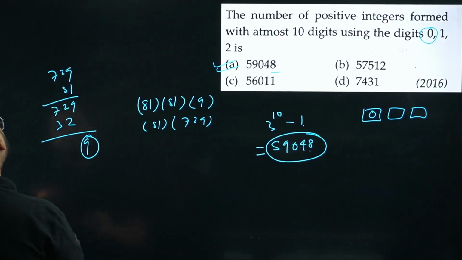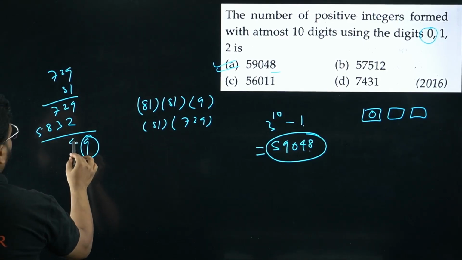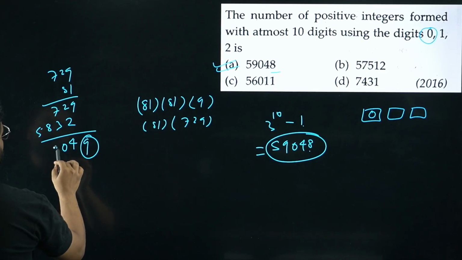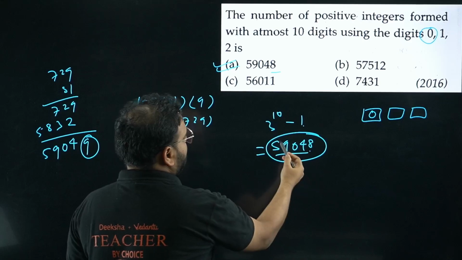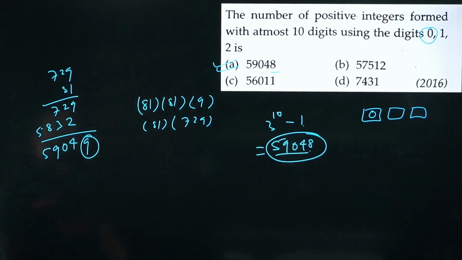7 8s are 56, plus 2 is 58. So I get 59049, and if you subtract 1, you get 59048. Please check. Done, right? Simple question.